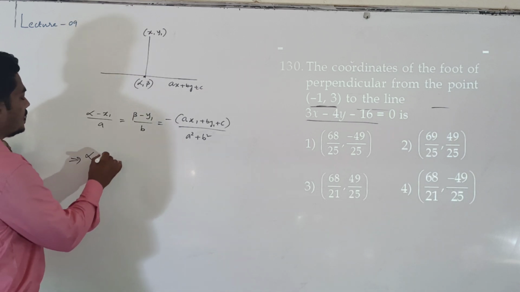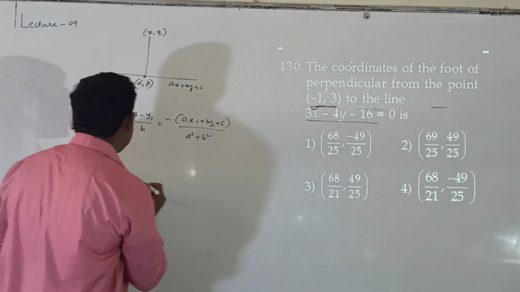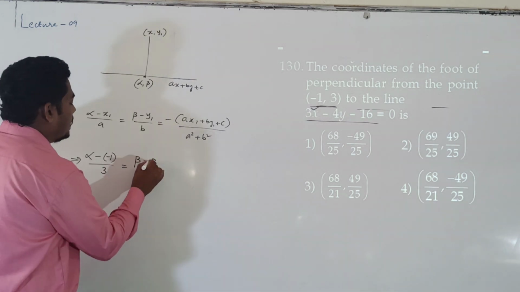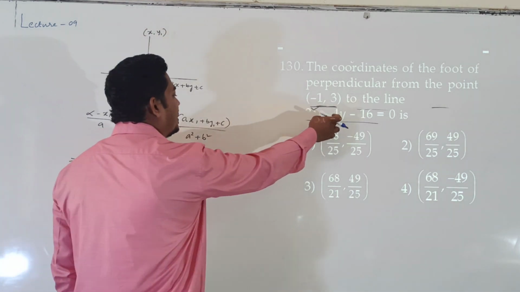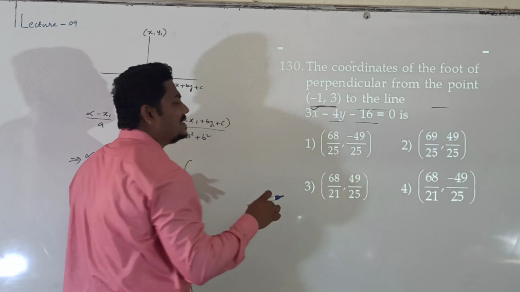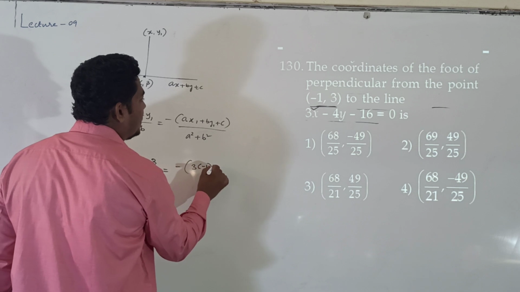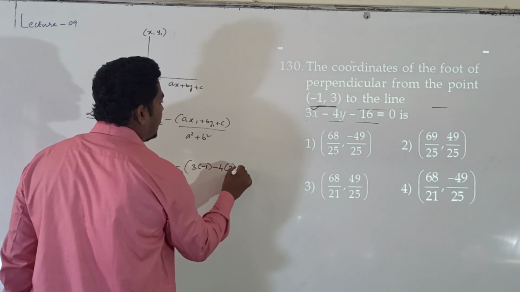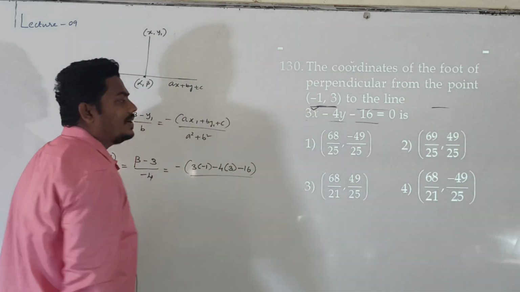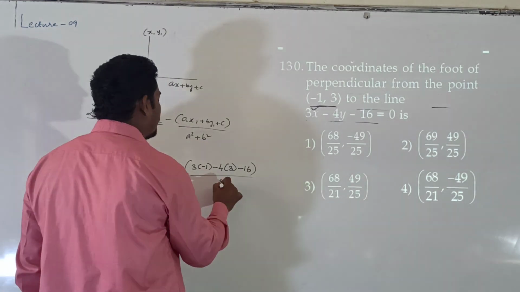What is x1? Minus 1, divided by what is a? Coefficient of x is a, that is 3. That's equal to beta minus what is y1, that is 3, divided by minus 4, the coefficient of y, that's equal to minus of, put this point in the given line, that is ax1 plus by1 plus c. Then 3 into minus 1 minus 4 into 3 minus 16, divided by a square plus b square. What is a square plus b square? That is 3 square plus 4 square. It will be 25, right?